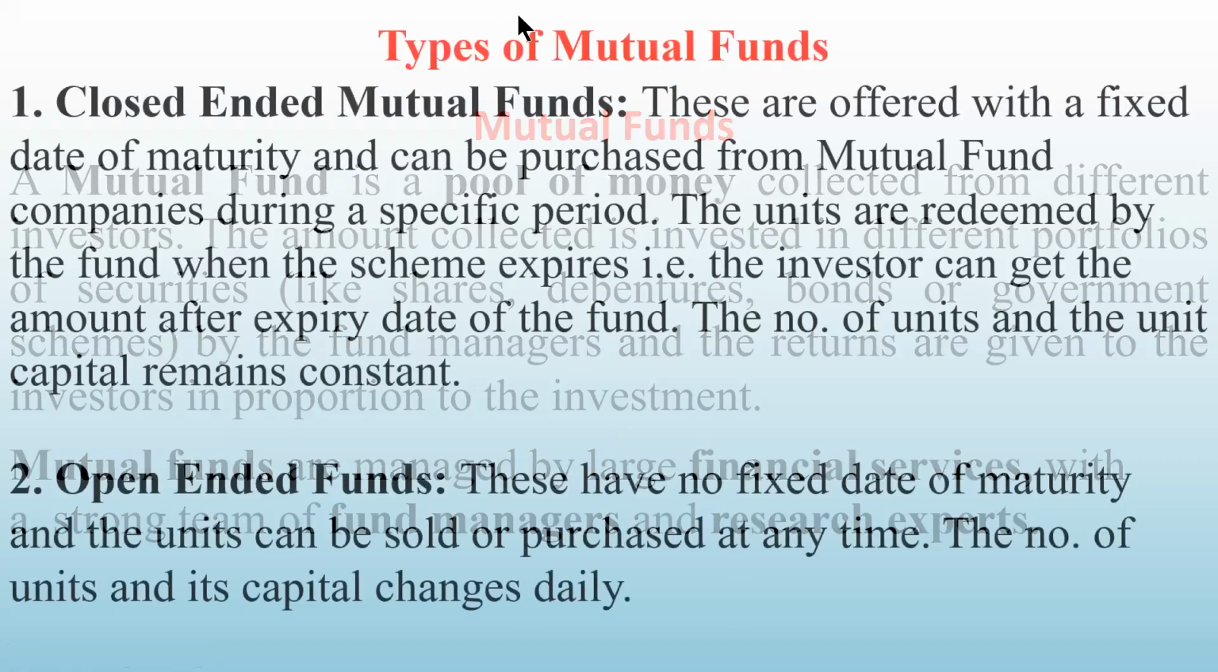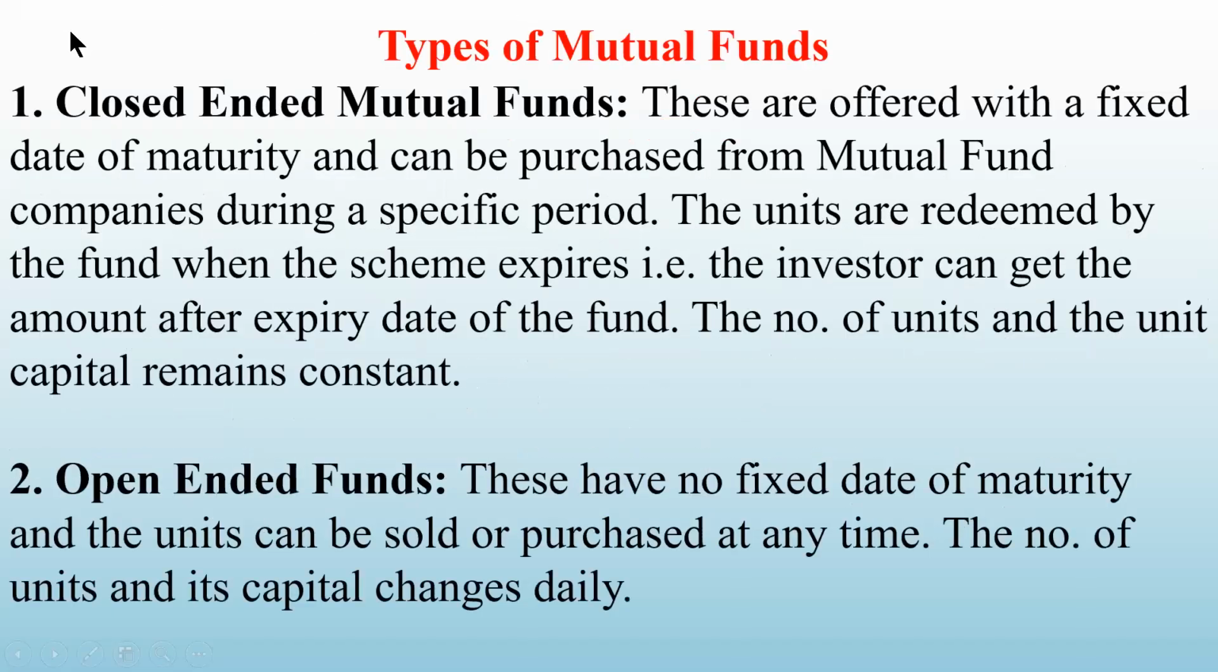Now there are two types of mutual funds: closed-ended and open-ended. Closed-ended means there is a fixed date of maturity and a fixed period. During that period only you can purchase the units of the mutual fund, and after that maturity period you can redeem your units. Open-ended means there is no fixed date of maturity. The units can be purchased or sold at any time.